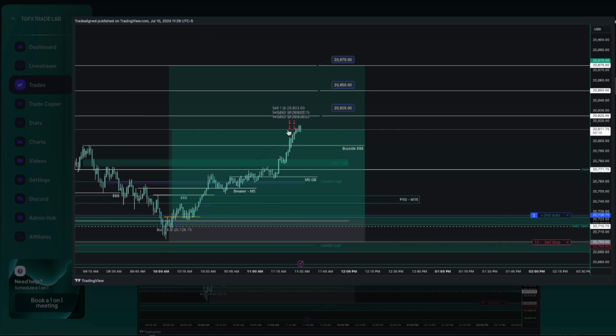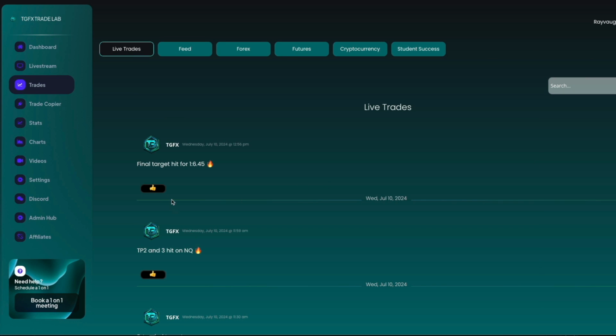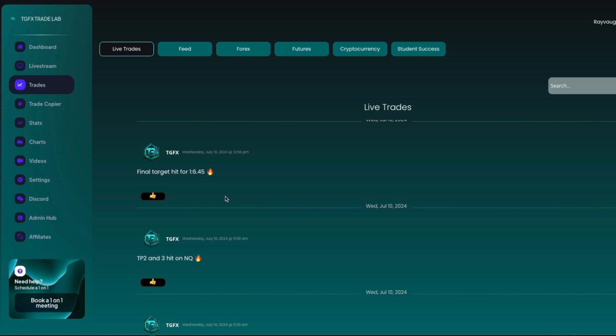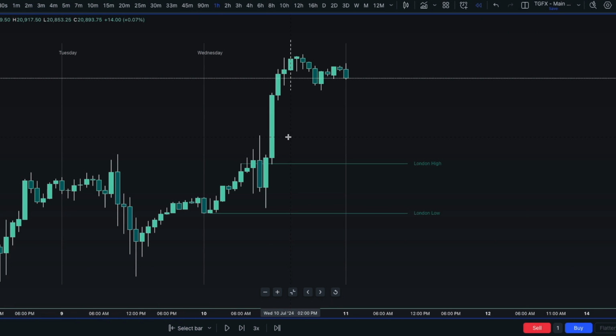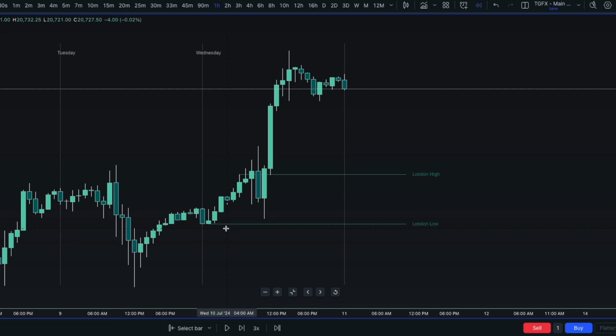We took some partials off here and we had a couple extended targets. We can see TP2 and 3 was hit, as well as our final target for 1 to 6.45 risk to reward. So Wednesday the 10th was actually an interesting day. The main reason because we didn't run out the previous day's low, nor did we run out London's low, but we maintained it as demand to actually push price higher.